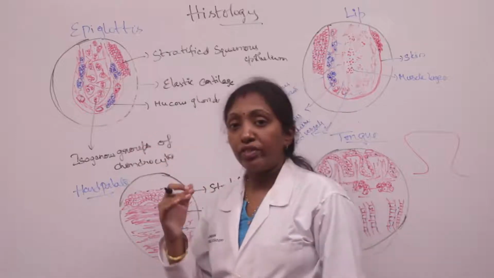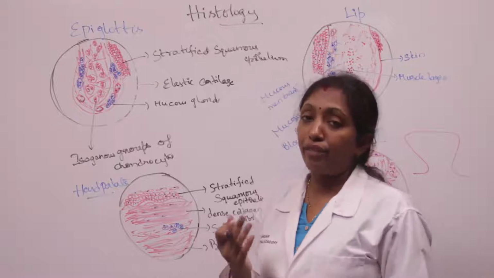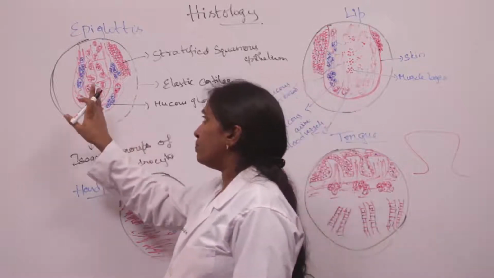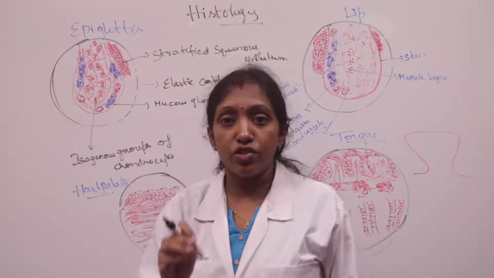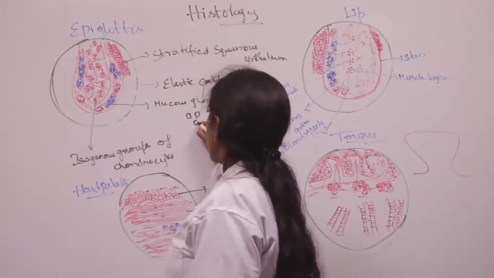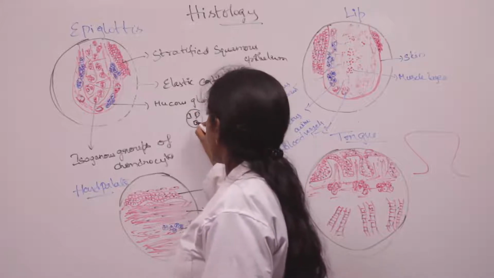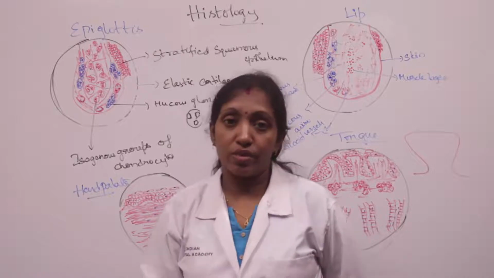We have three types of cartilage: hyaline cartilage, elastic cartilage and white fibrocartilage. Coming to the elastic cartilage, here the chondrocytes are arranged in groups. The chondrocytes are inverted D shape, right? The chondrocytes here are arranged in groups. We call them isogenous groups of chondrocytes.